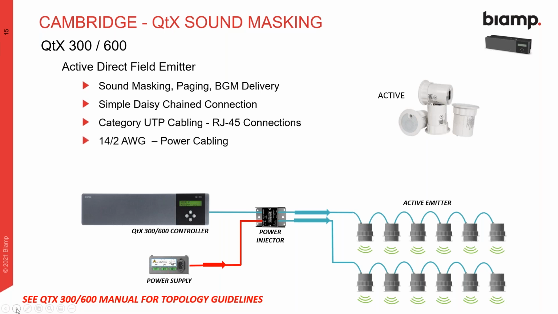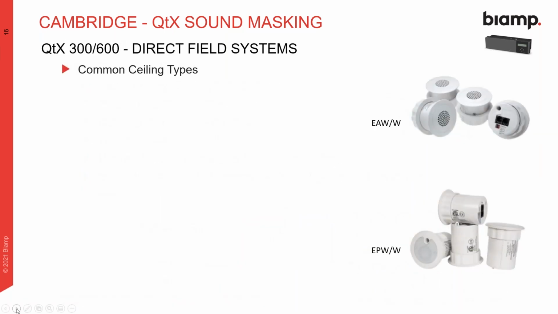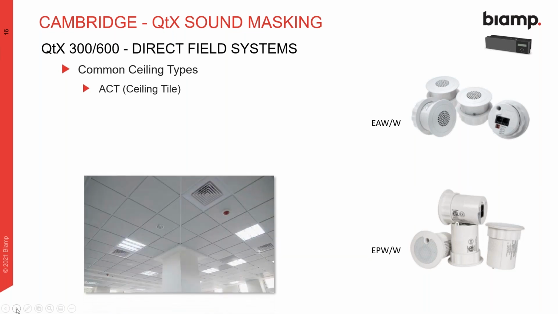You can remove a QT Pro processor that's previously installed and replace it with a new QTX processor, either a 300 or 600, and the topology works exactly the same. So completely backwards compatible, okay? Keep that in mind as we move forward with the product. All topology remains the same with the emitters. Okay?